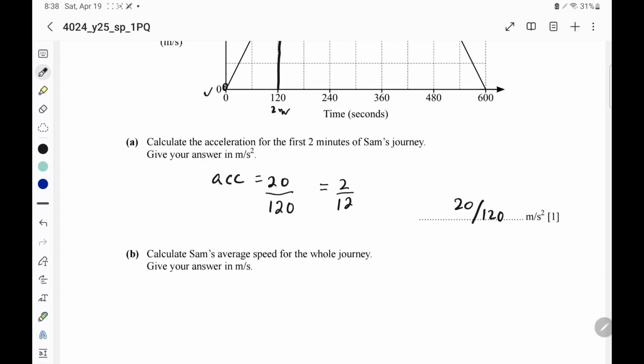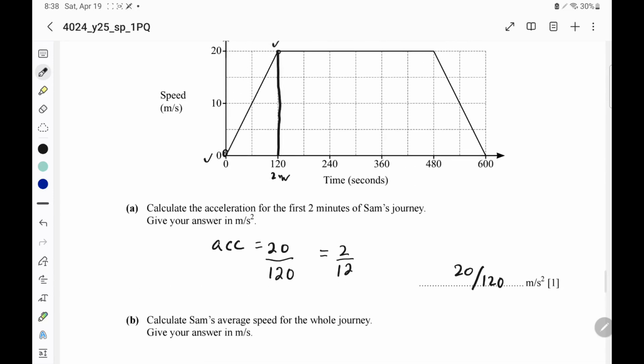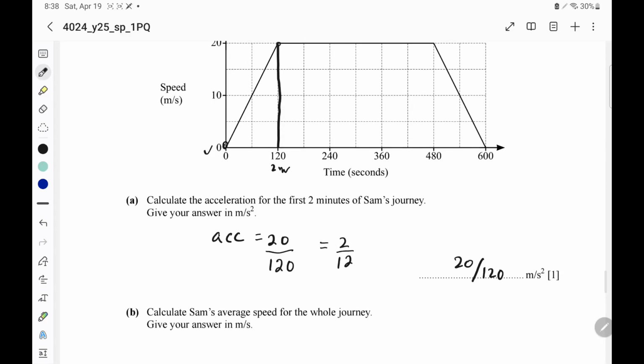Calculate Sam's average speed for the whole journey. Give your answer in meters per second. Average speed means total distance upon total time. We'll find the total distance. For total distance, we'll take the area under the graph, and total time, we know that it is 600.